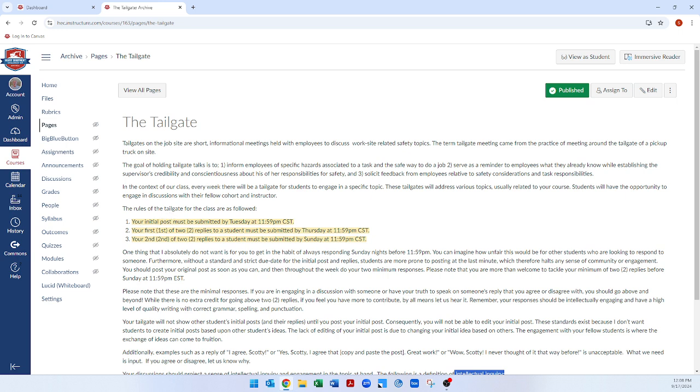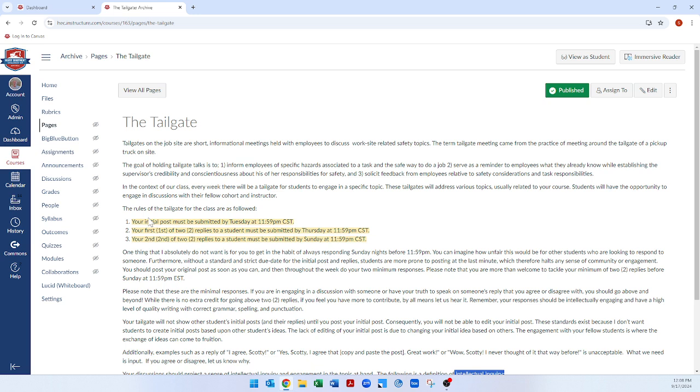Each of these posts, well, they're a little bit different. The first and the second post, the initial and your first response, each of those is worth up to 35 points, depending on how well you have communicated what you wanted to say. And that includes relevancy, all the things that we just talked about.